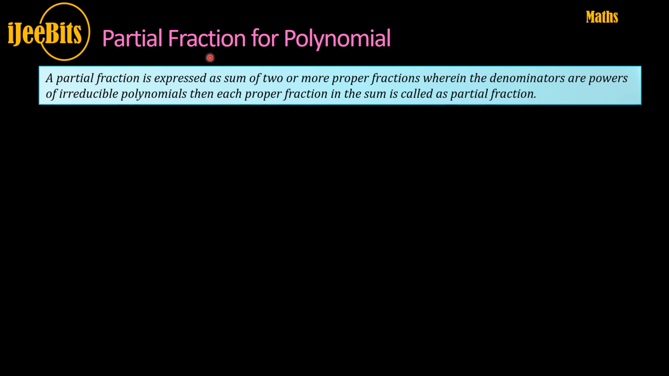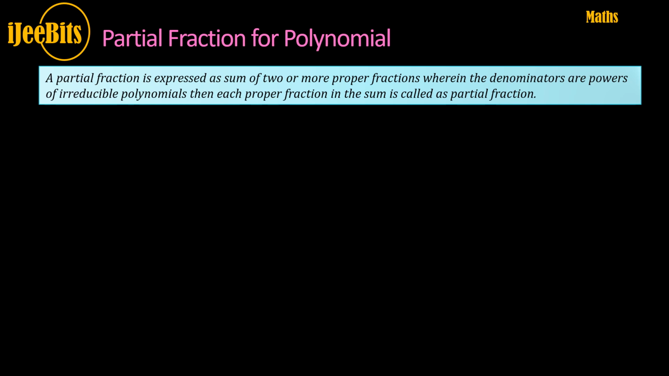We have seen partial fractions for numbers, right? But let's look at a definition for polynomials. A partial fraction is expressed as a sum of two or more proper fractions, wherein denominators are powers of irreducible polynomials. Then each proper fraction in the sum is called a partial fraction.